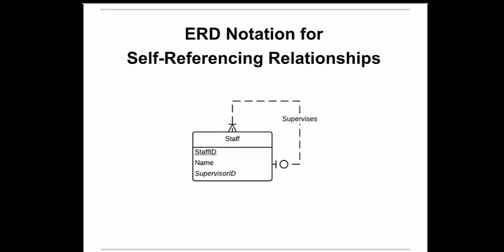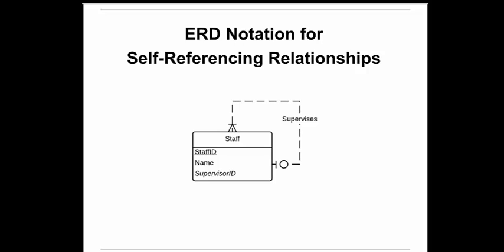Sometimes we have self-referencing relationships. In other words, relationships between an entity and itself. For example, let's suppose you have some sort of entity representing your staff. You might have a staff ID field and a name field, but it may also have a supervisor ID field. Now, if you lump supervisors in with staff, you may cobble together all of your employees under one umbrella, in this case one entity called staff.